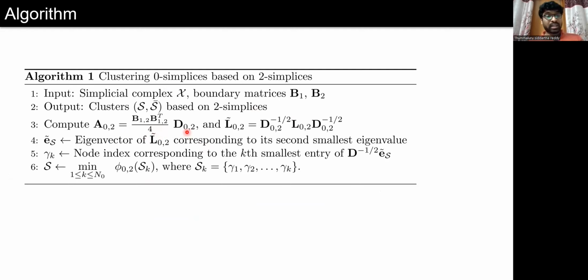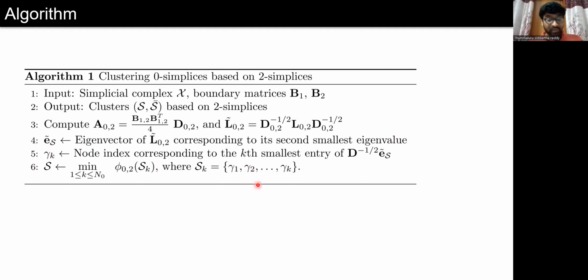And we then find D02, which is the degree matrix. Using D02 and GH02, we evaluate the normalized simplicial Laplacian that is given as follows. Once we have the normalized simplicial Laplacian, we evaluate the eigenvector corresponding to the second smallest eigenvalue. Using this eigenvector, we then reorder the node indices with gamma k representing the smallest entry of this normalized eigenvector.